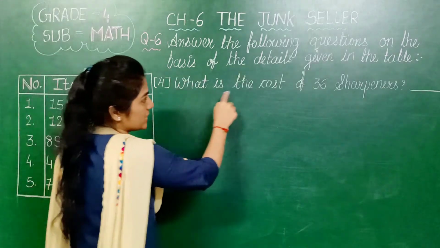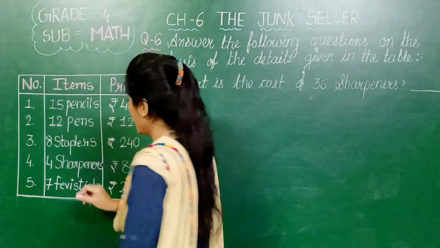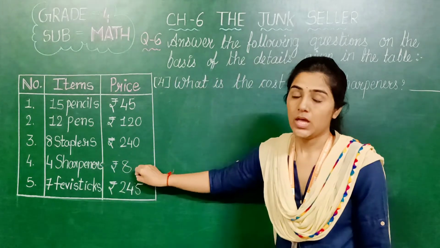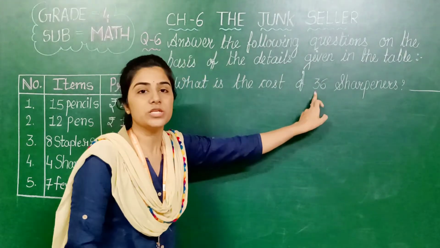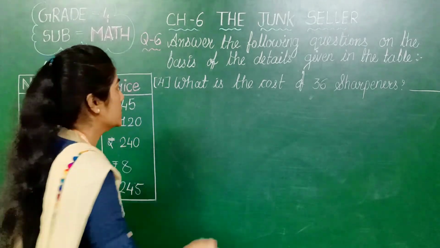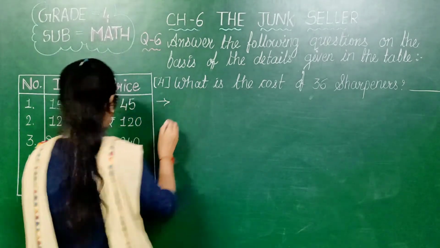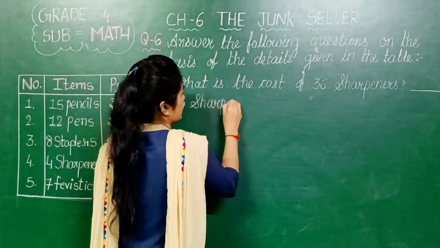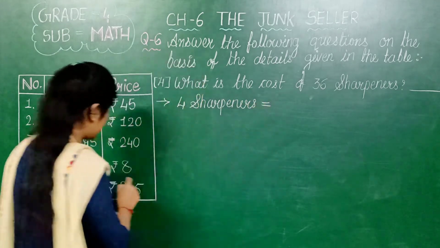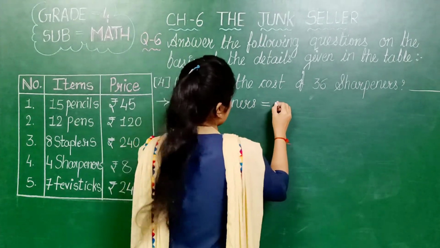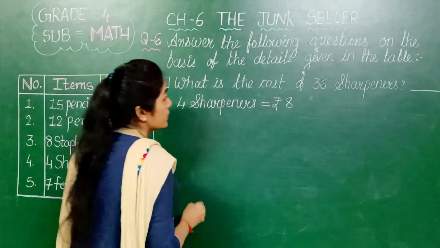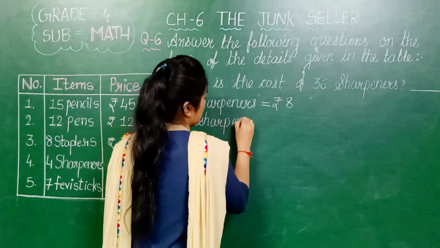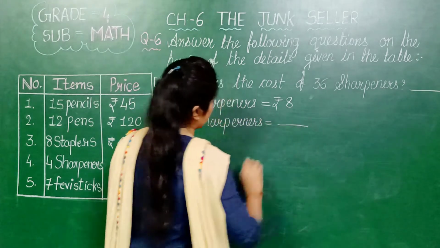Question number 4. What is the cost of 36 sharpeners? So in this table we have the cost of just 4 sharpeners, which is rupees 8. And we have to find the cost of 36 sharpeners, meaning the cost of more sharpeners we have to find. So the same method will come: the cost of 4 sharpeners is rupees 8. So what is the cost of 36 sharpeners? That we have to find.